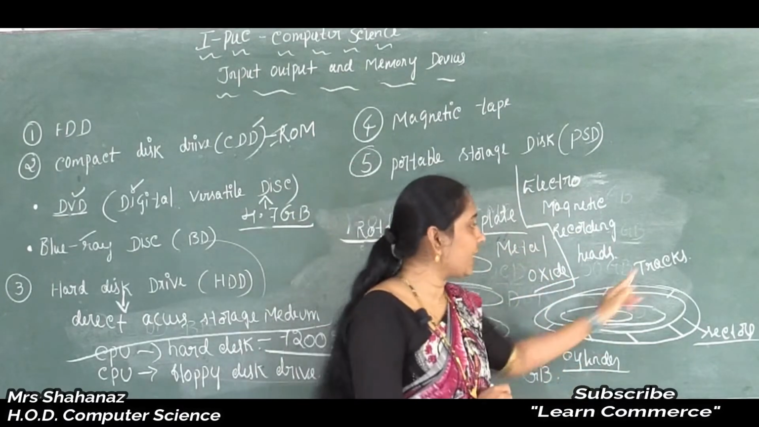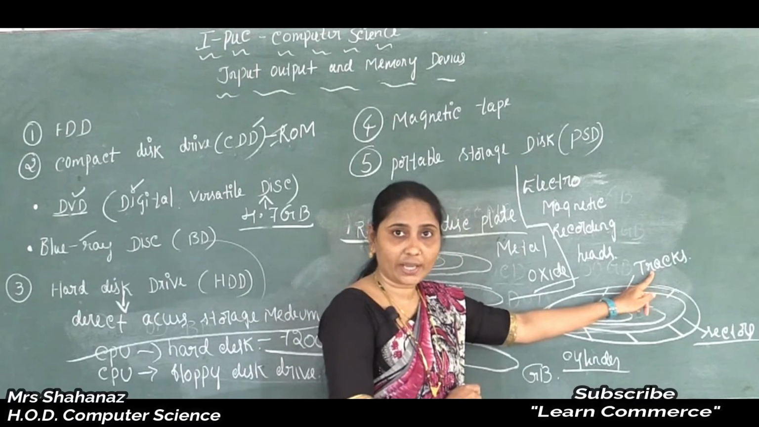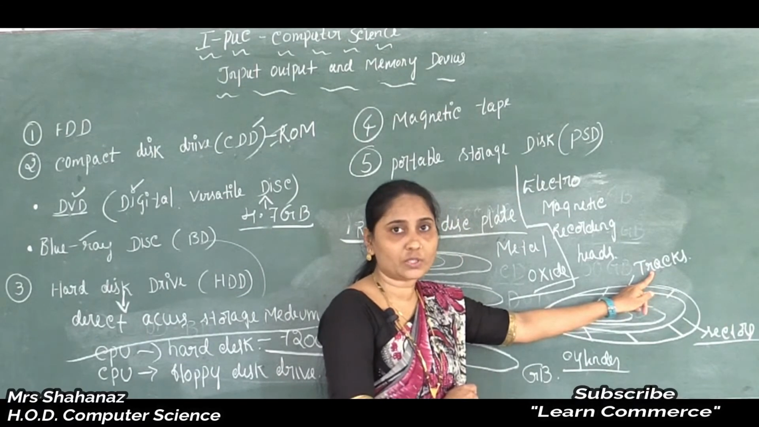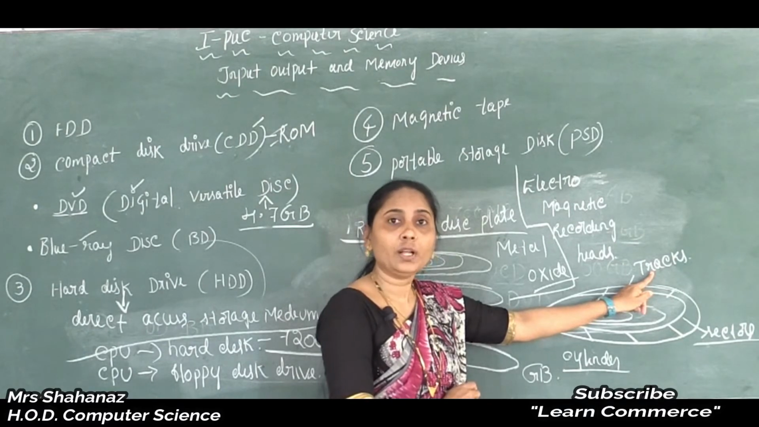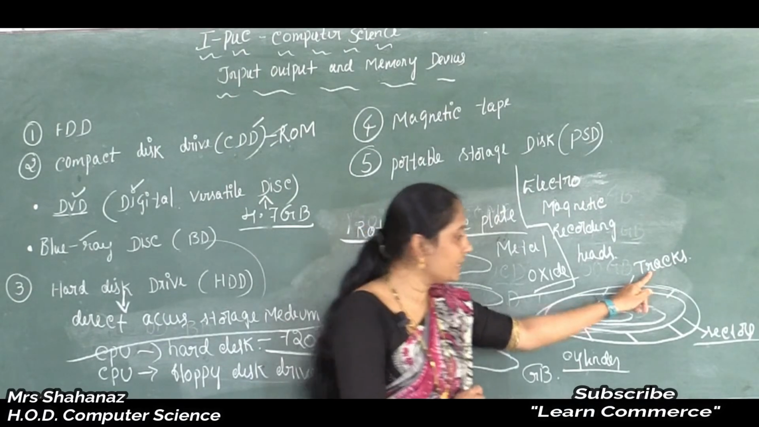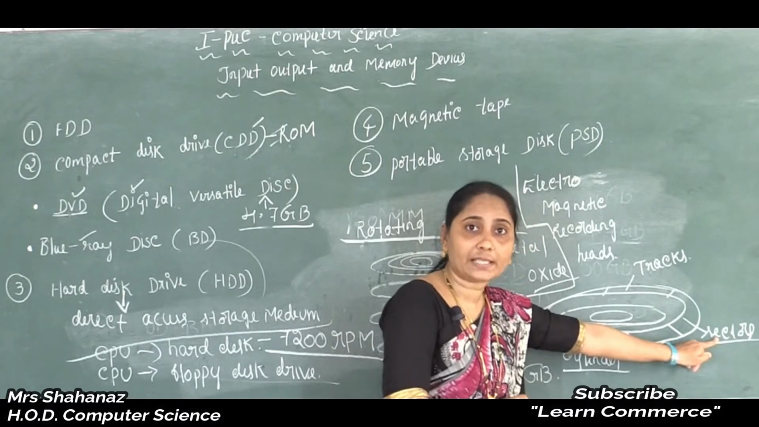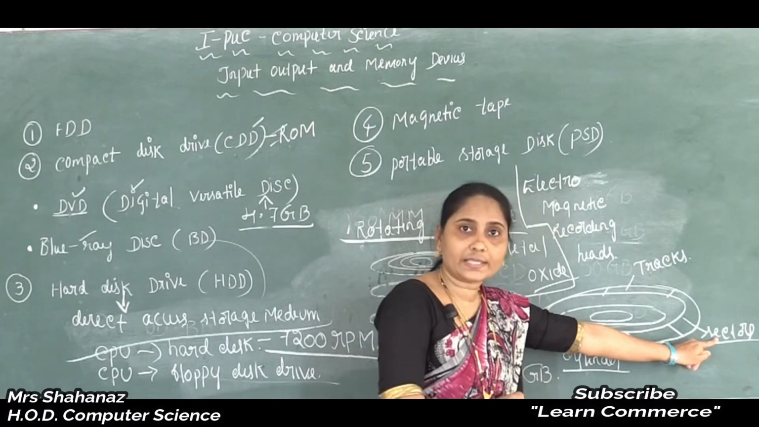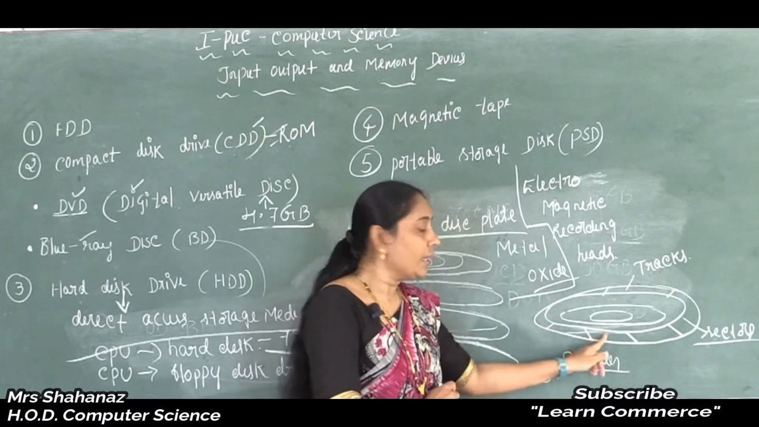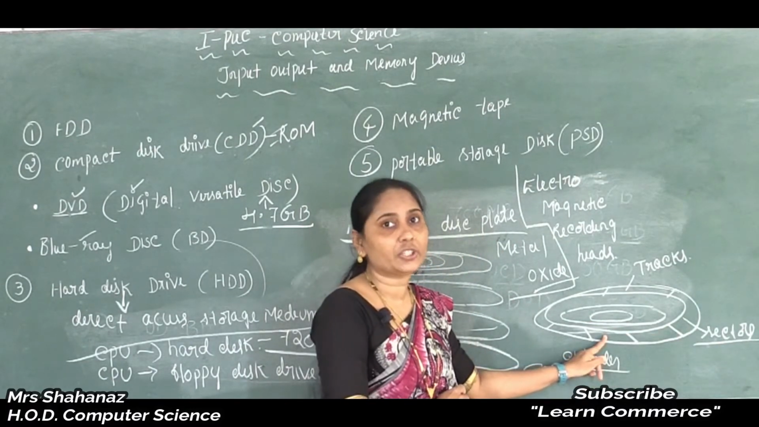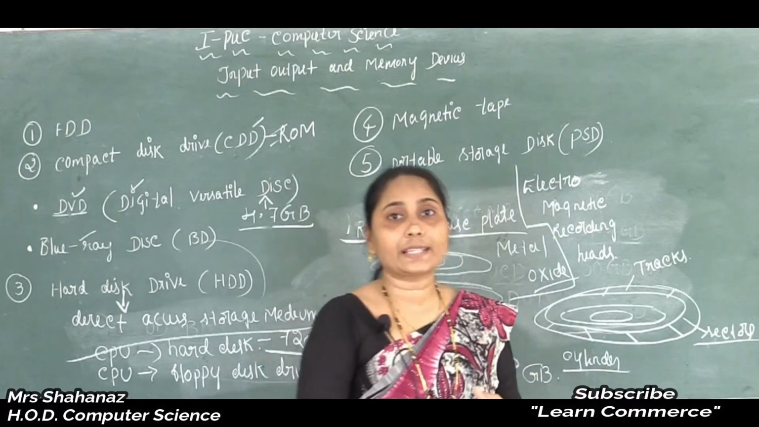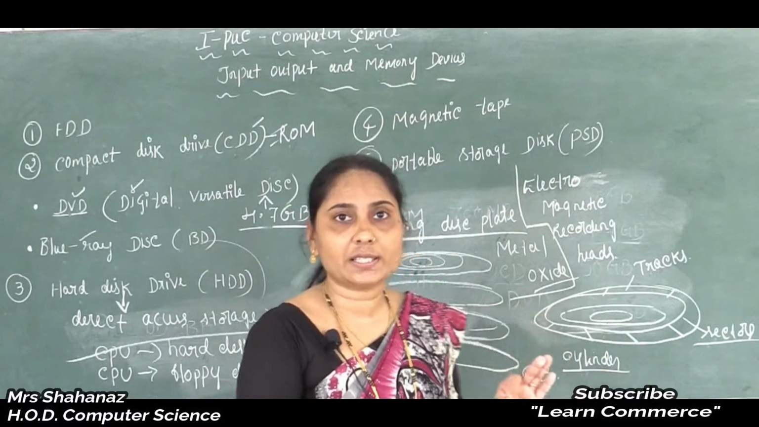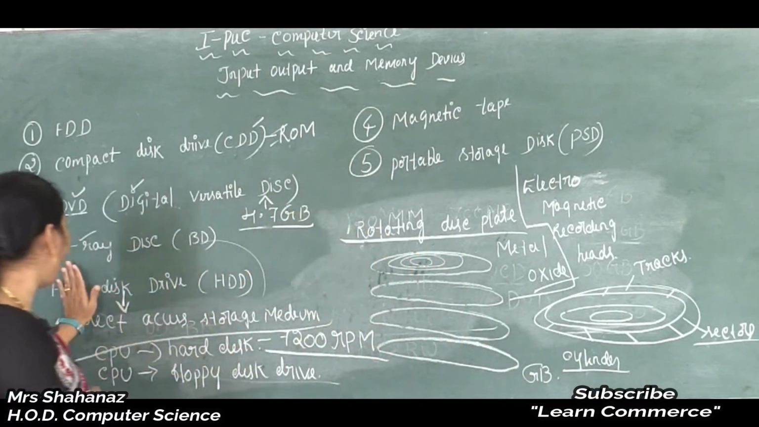And also the track. What is a track in the case of the hard disk? The invisible concentric circles are called the tracks here. The sector means such tracks are divided into conical portions called sectors. And what about the cylinder? The set of matched tracks is called the cylinder in this case. So this is some information about our hard disk drive.